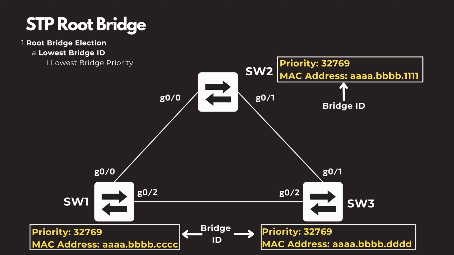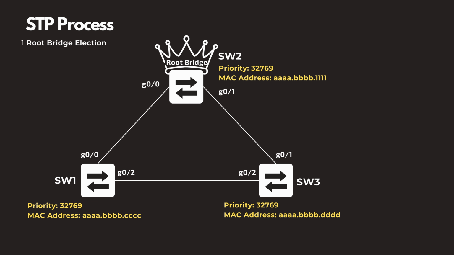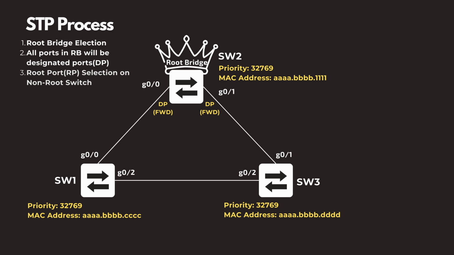Lowest bridge priority is checked first, but if bridge priorities are tied, election will be based on the MAC address. In this topology, all switches have the same bridge priority, but switch 2 has the lowest MAC address, so it will be the root bridge. After the root bridge is elected, all of its ports will be designated ports and in forwarding state. After that, each non-root switch selects one root port through the following.